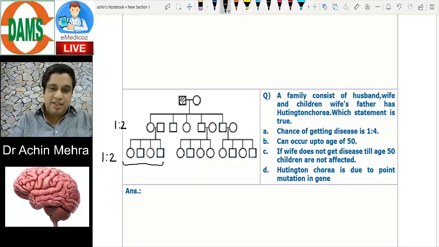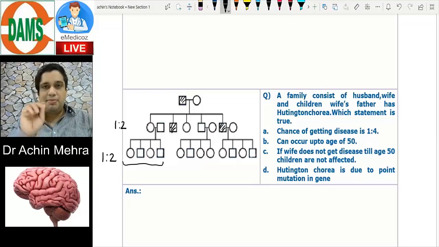Now if in case her brother or some other sibling gets affected, her family is not affected. So the upper limit to have the disease could be taken as 50 for the onset. If she's not affected, her children are not affected, even though her siblings got affected, because this disorder follows the autosomal dominant trait of inheritance. So that's a better answer than B. C and B both are correct, but C is better than B.